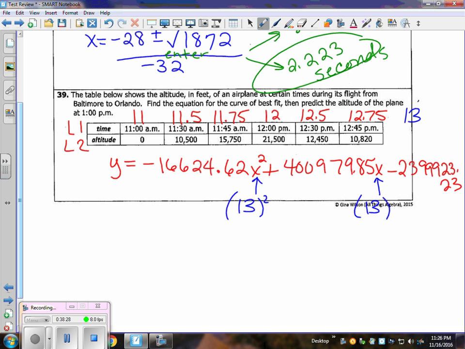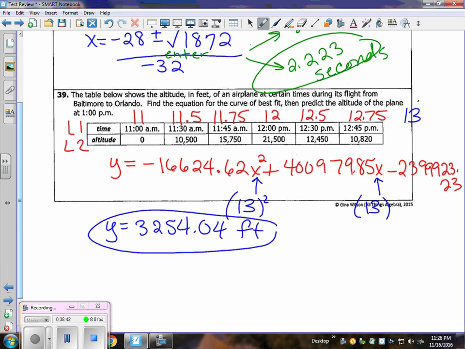All right, so use your calculator, plug it all in, make sure you use your parentheses, and y is going to equal 3254.04 feet. Your answer should be somewhere around that.